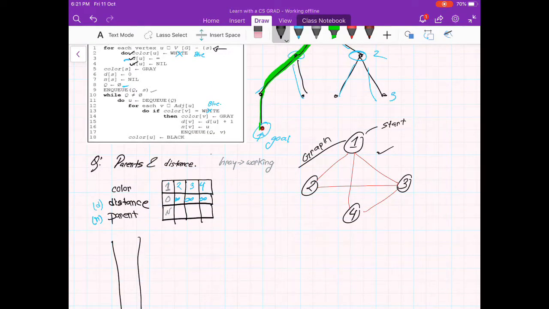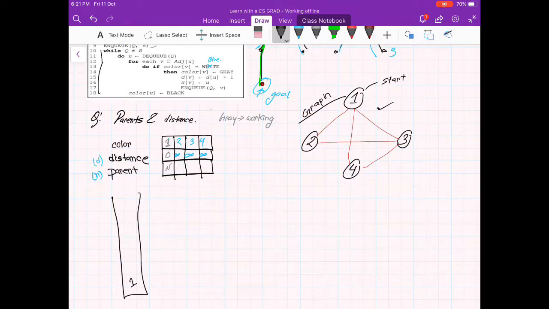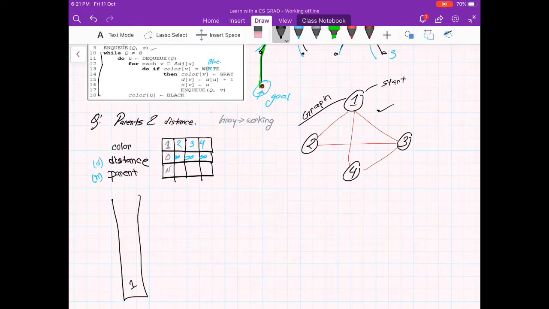Then we go into the whole loop: while the queue is not empty. Is the queue empty? No. So we dequeue the value from the queue into u. We dequeue this and put it into u. For each vertex adjacent to 1, 1 has 2, 3 and 4 adjacent to it. We'll be going through this chronologically, so 2, 3 and 4.